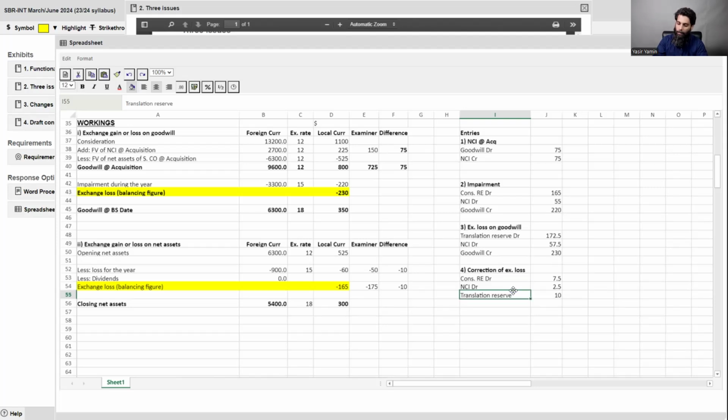The difference in translation reserve that we saw is just due to the fact that they had calculated a wrong loss figure. They calculated a smaller loss figure, which should be corrected by adjusting the share of NCI and CR, and the translation reserve needs to be corrected as well. Make sense? I want an answer from everyone. Does everybody understand this? Is it clear to everyone?